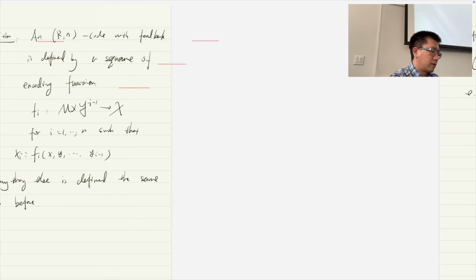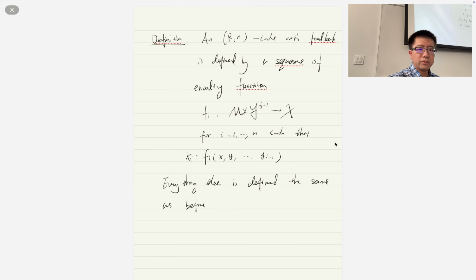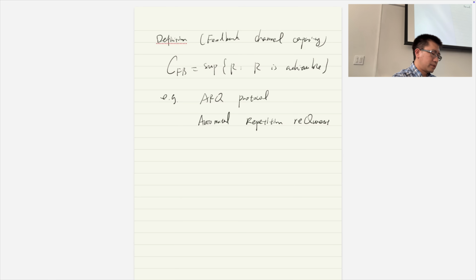So now, clearly, from the input here, besides X, we have more information, right? It is possible that we do not use any of those Y to encode. Therefore, obviously, C_FB will be bigger than or equal to C. The feedback capacity has to be bigger than or equal to the capacity without feedback, because we have the option to not use the feedback.